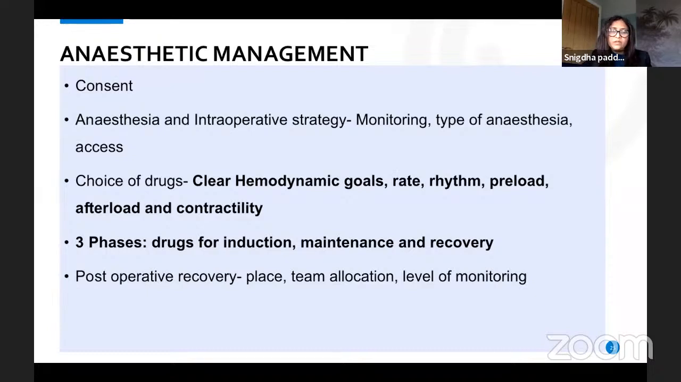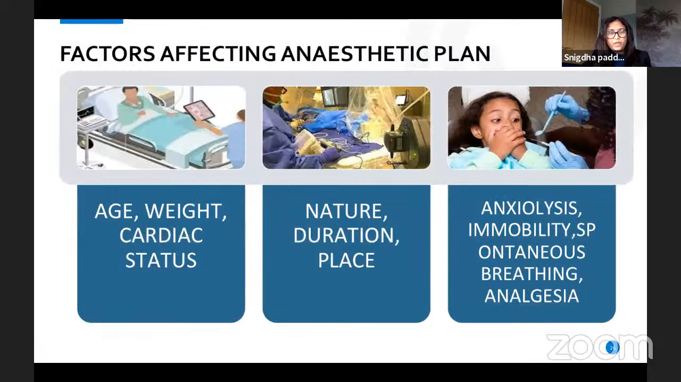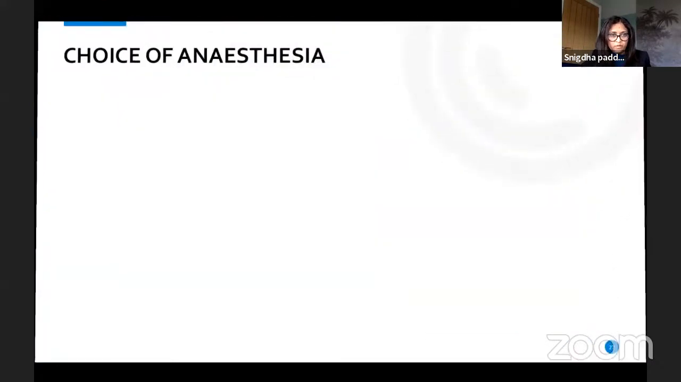And last but not the least, the most important, post-operative recovery. Always have a team allocated, a place allocated, and the level of monitoring that you want. I plan my anesthetic drugs based on these factors: age, weight, and cardiac status of the patient, nature, duration, and place, and what is expected out of the anesthesia. Whether the patient just needs reassurance, anxiolysis, or needs immobility, analgesia, maintaining of spontaneous breathing, or apnea, or a combination of these.